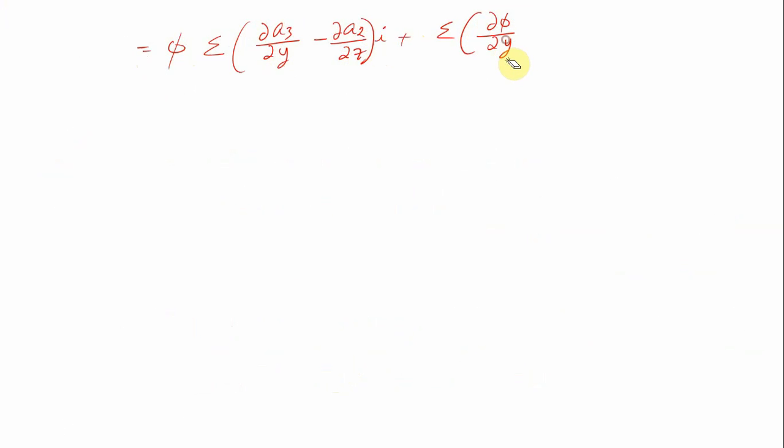Okay, so here we see now. Immediately you can look at the problem. So phi is constant, I have taken it outside. Remains the summation of dou a3 upon dou y minus dou a2 upon dou z i plus summation dou phi upon dou y a3 minus dou phi upon dou z a2, i.